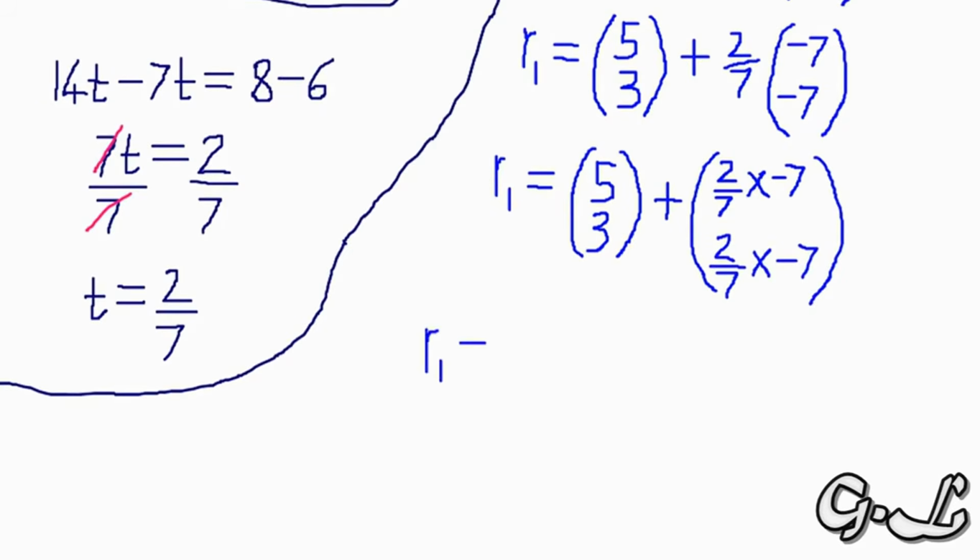So now let's do further simplification. R1 is equal to, so when you consider 2 over 7 multiplied by negative 7, it is going to give you negative 2.